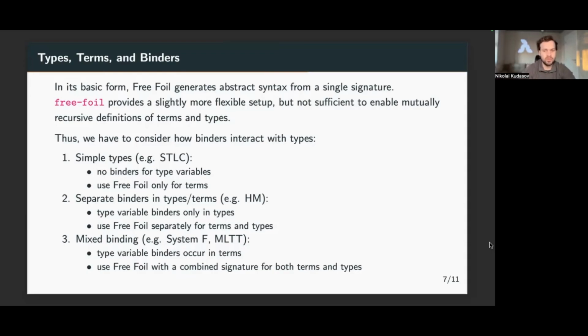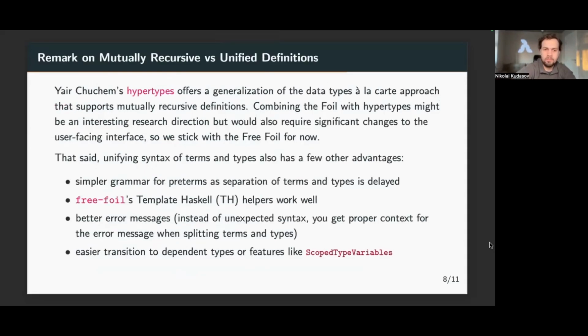Now, this is a shortcoming of the FreeFoil, but first of all, I want to point out that the hypertypes library, which is defined by Yair Chuchem, offers a generalization of the data types à la carte approach that supports mutually recursive definitions. However, combining it with the foil or any other intrinsic scoping mechanism is maybe an interesting research direction, but it would require significant changes to the user-facing interface. So we stick with the FreeFoil for now and just embrace the unified syntax.